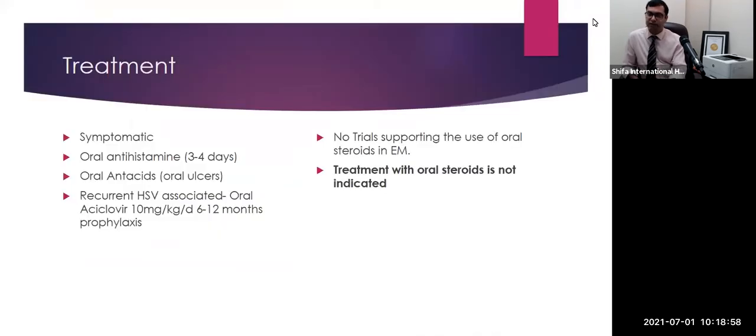Treatment is symptomatic: again, oral antihistamine, antacids for oral ulcers, HSV treatment, and sometimes people have used oral steroids, but it's not indicated.